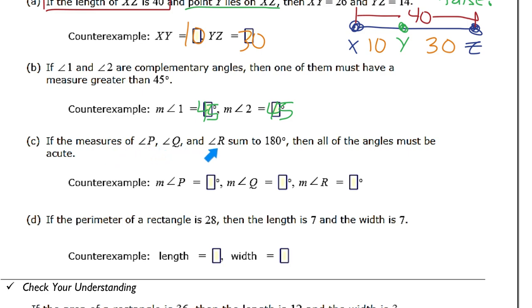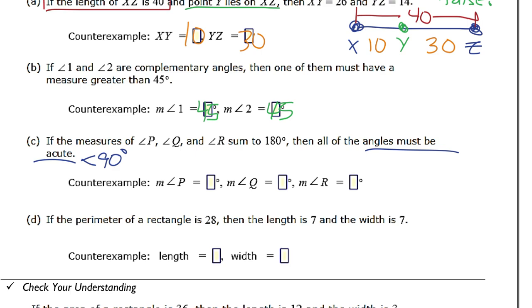Measures of P, Q, and R add to 180. So we have three angles. They add up to 180. Then all of these angles must be acute, meaning they have to be less than 90 degrees. So these angles must be acute. So every one of them has to be less than 90 degrees. Well, let's just pick one bigger than 90 degrees here.